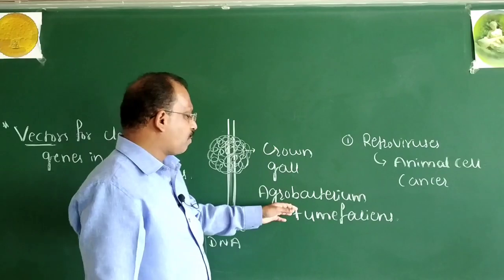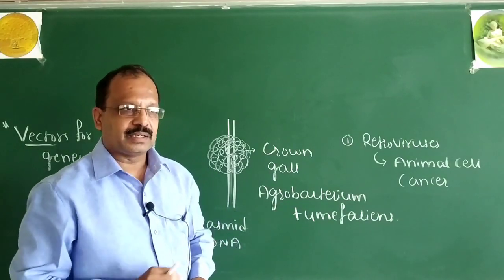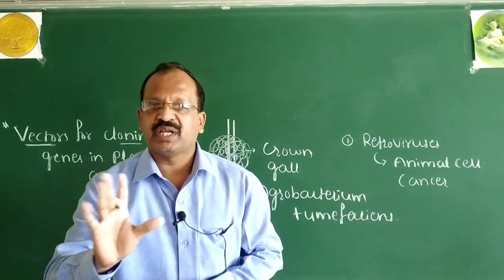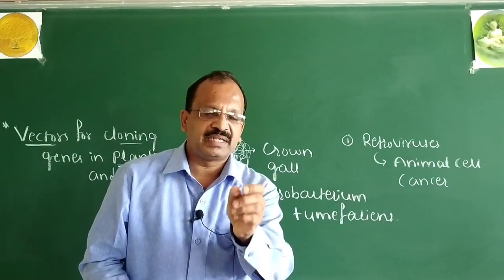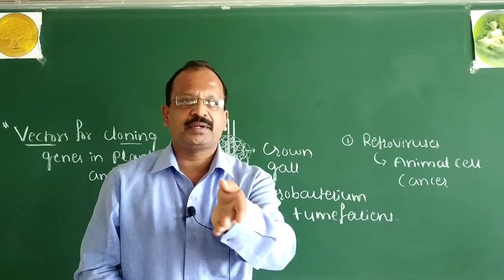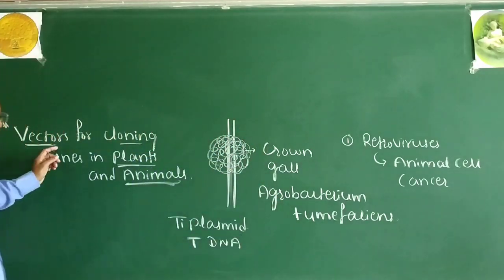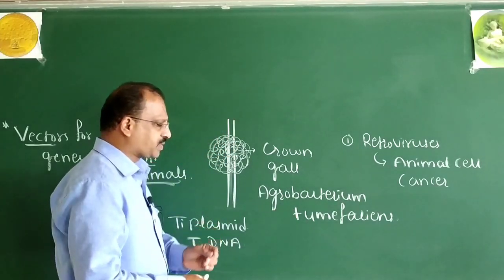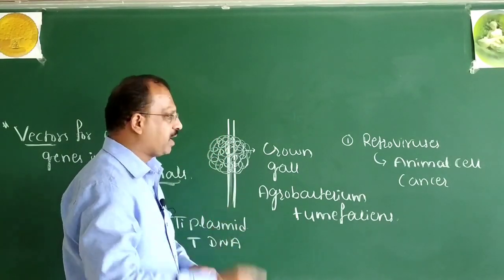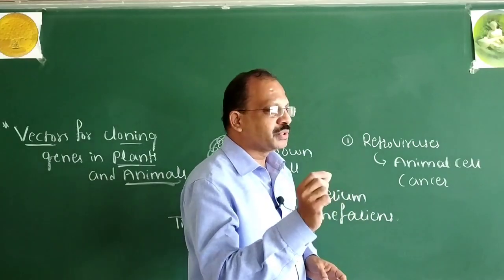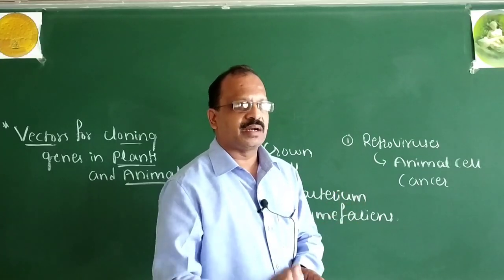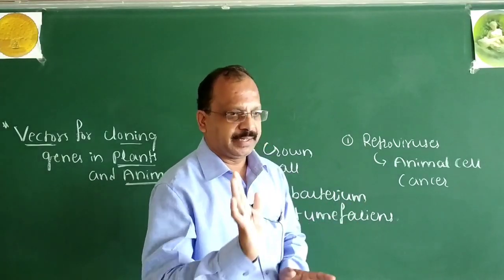Now agrobacteria are altered, non-pathogenic, and are used to transfer the desired DNA into plant cells. So that ends vectors for cloning genes in plants and animals. I hope that agrobacteria are used to transfer the desired genes in plants. Retroviruses are used to transfer the desired genes in animal cells. Now both are altered and they are non-pathogenic.